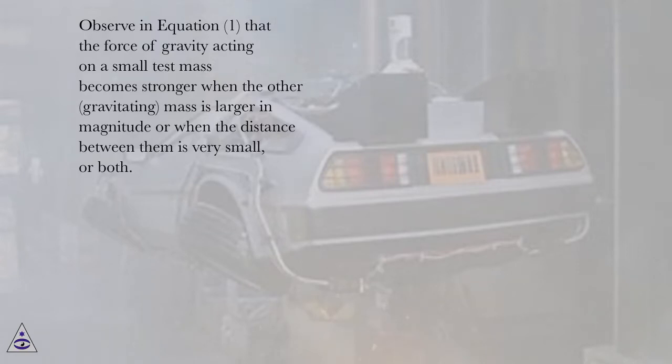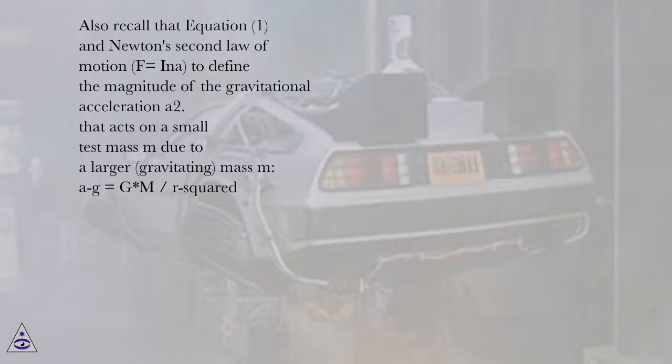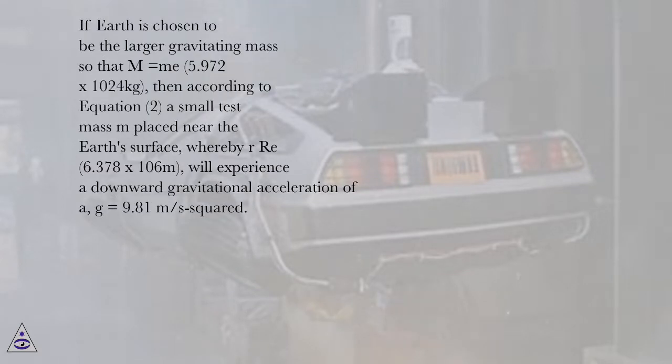Observe in equation 1 that the force of gravity acting on a small test mass becomes stronger when the other, gravitating, mass is larger in magnitude or when the distance between them is very small, or both. Also recall that equation 1 and Newton's second law of motion, F equals ma, define the magnitude of the gravitational acceleration a_g that acts on a small test mass m due to a larger, gravitating, mass M. a_g equals G M over r squared. If Earth is chosen to be the larger gravitating mass so that M equals M_E, 5.972 by 10^24 kilograms, then according to equation 2, a small test mass m placed near the Earth's surface, whereby R_E is 6.378 by 10^6 meters, will experience a downward gravitational acceleration of a_g equals 9.81 meters per second squared.